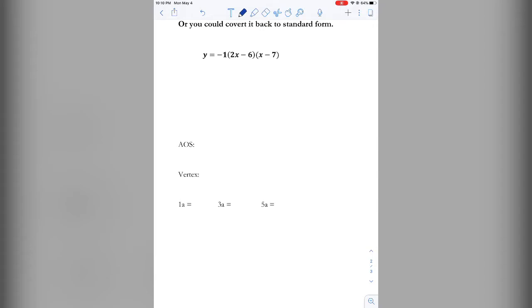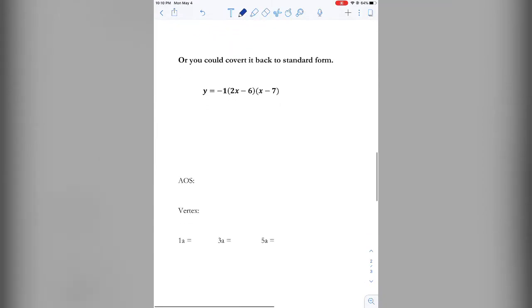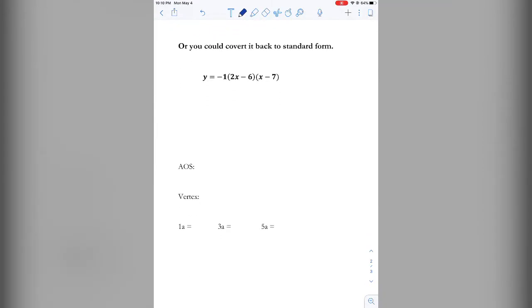Okay, same equation. -1 times 2x minus 6 times x minus 7. But this time, I'm going to go ahead and convert it back to standard form, because say that you just went through all this factored form stuff and you're still going, I still don't get it, Mr. Vassos. Well, okay. So your last resort, rather than graphing in factored form, is just to put it back in standard form and then graph it in standard form, which is what we talked about last week.